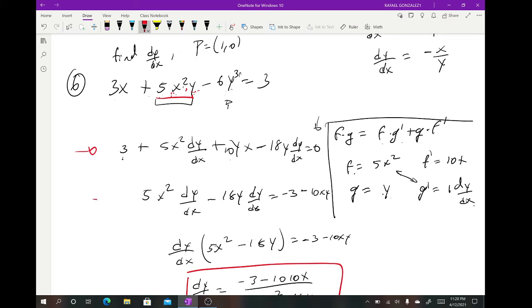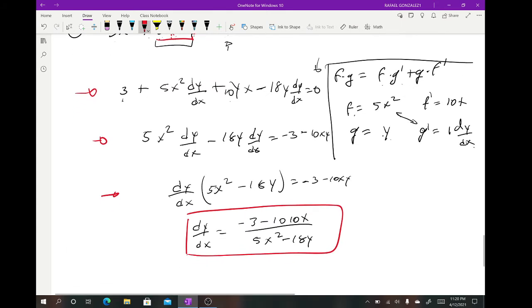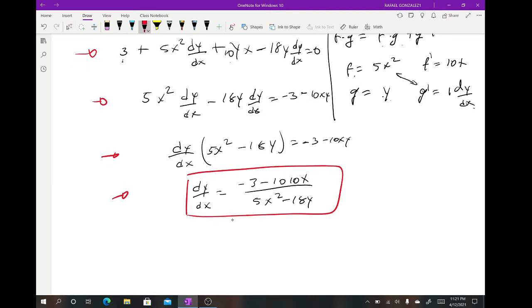On the second step here, we move all the terms that didn't have a dy/dx to the right side, and every term that has a dy/dx, we take it to the left side. On this step, we factor dy/dx from all of the terms on the left side, and on the last step, we divide by whatever was multiplied to dy/dx on both sides, so we have dy/dx by itself. So we just simply solve for dy/dx here.